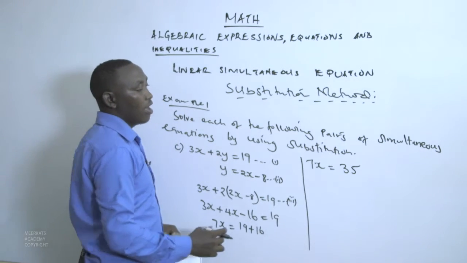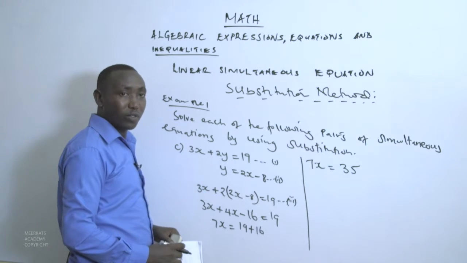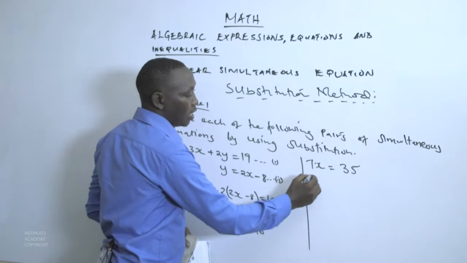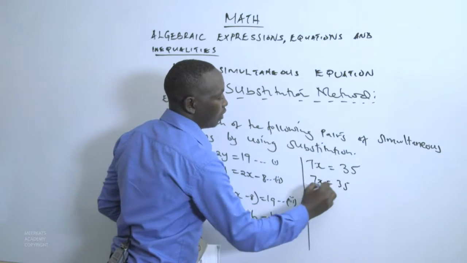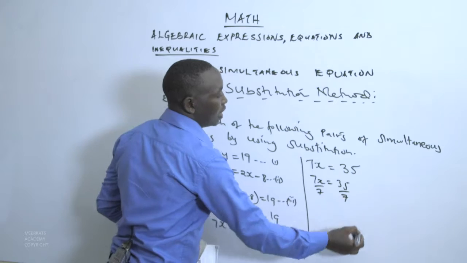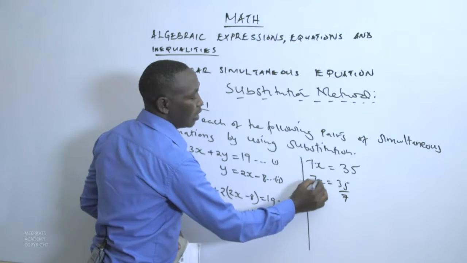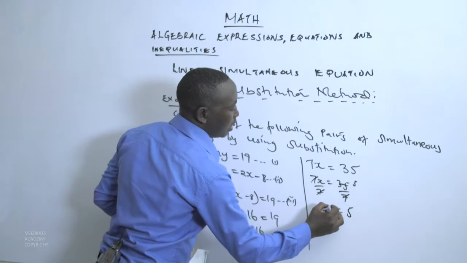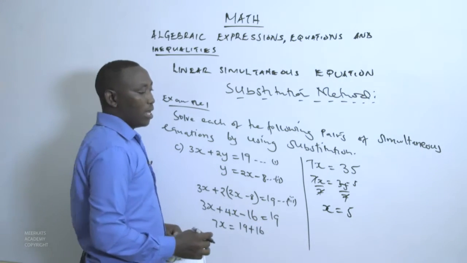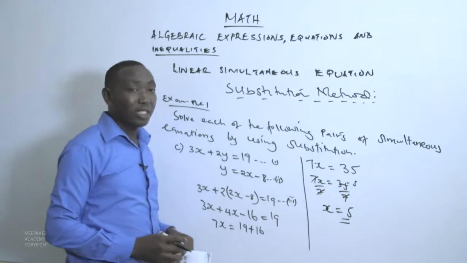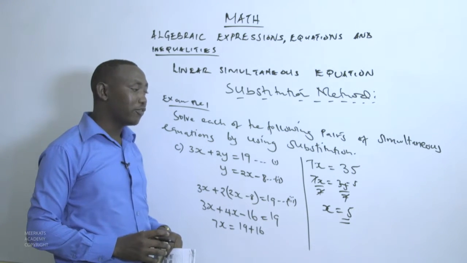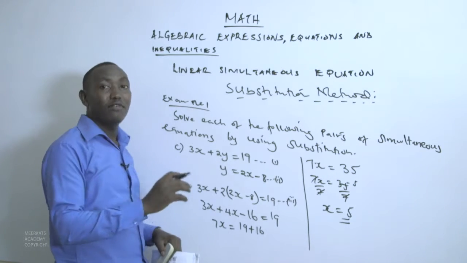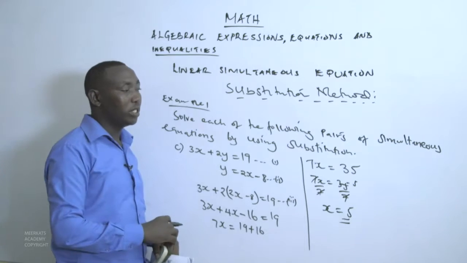And therefore, you can proceed and solve to get the value of x by dividing both sides by 7. So 7x is equals to 35. We divide both sides by 7 to get the value of x. This will give us that x is going to be 5. Now, after getting the value of the first pronumeral, which is x as 5, we can proceed and obtain the value of the second pronumeral, which was y.